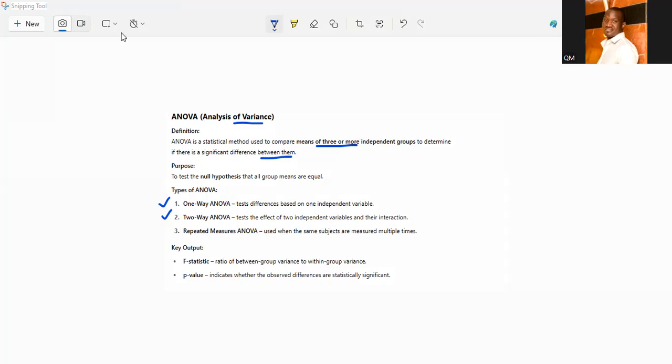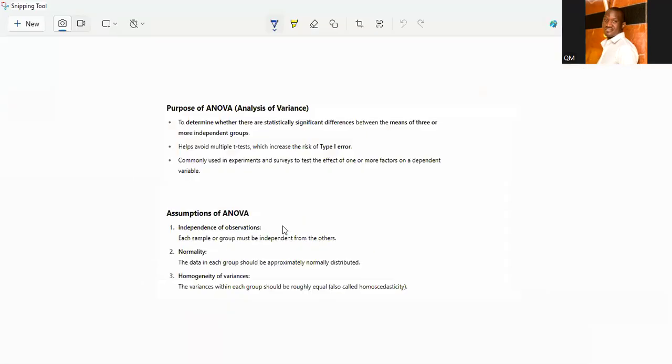Number one, the assumption is independence of observations. Each sample or group must be independent of each other. Number two, normality. The data of each group must approximately be normal. And also the variances from each group must roughly be equal. These are the three assumptions. The purpose is to determine whether there is a statistical difference between more than two groups.